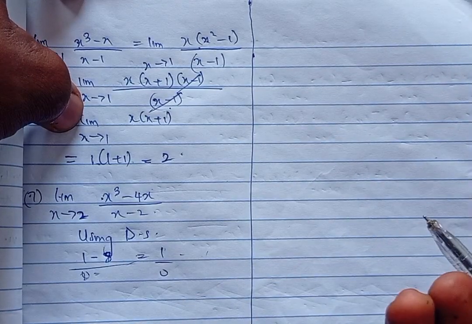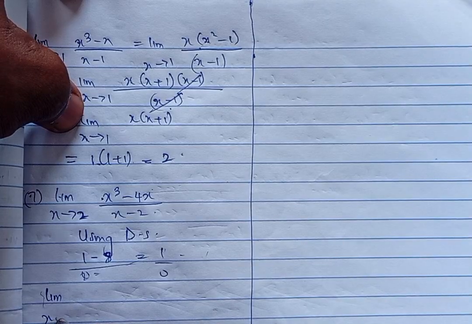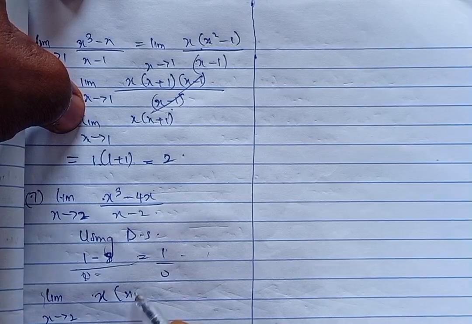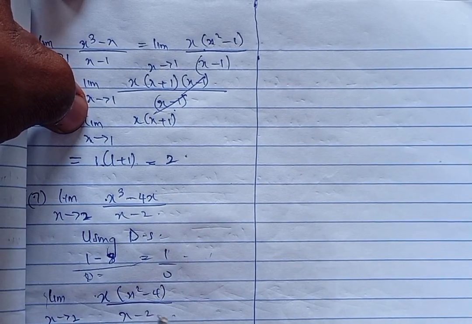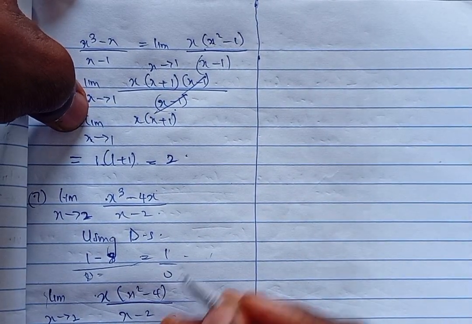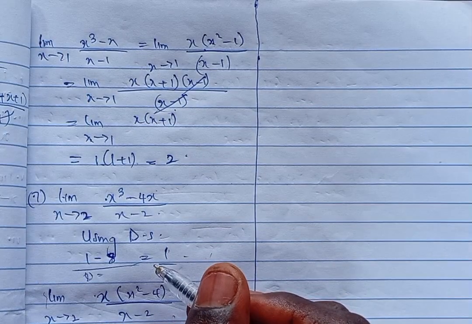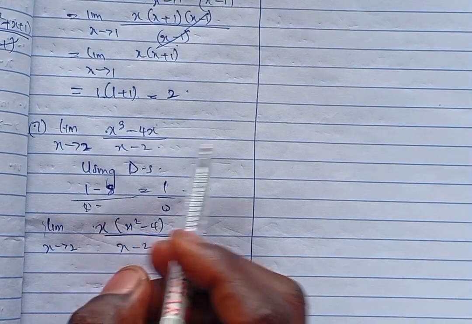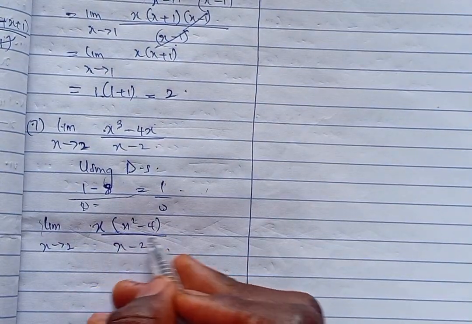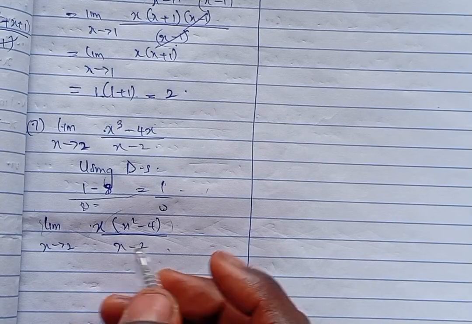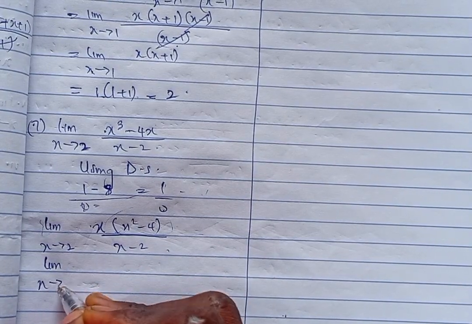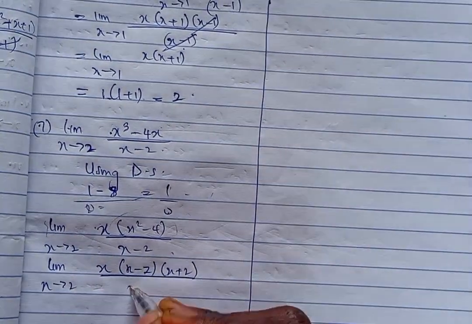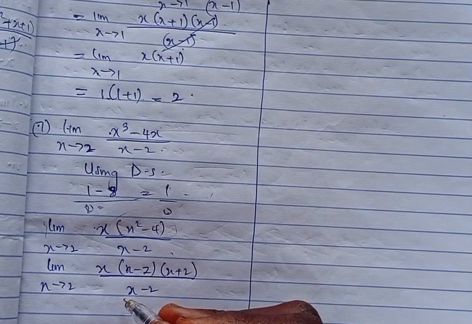But you can also simplify it further, because you have the limit as x tends to 2. Factorize this one, x into x squared minus 4, everything into x minus 2. You understand? You remember the properties that you wrote down, that our g of x must not be equal to 0. This one can also be simplified using difference of squares, the limit as x tends to 2 of x into x minus 2 times x plus 2, everything over x minus 2. Do you understand?